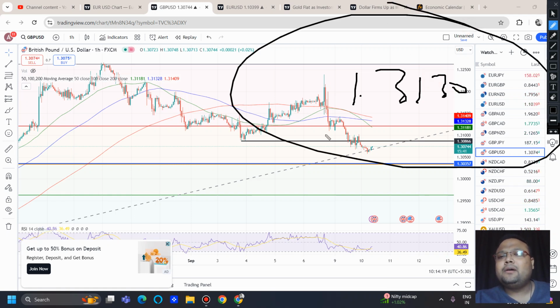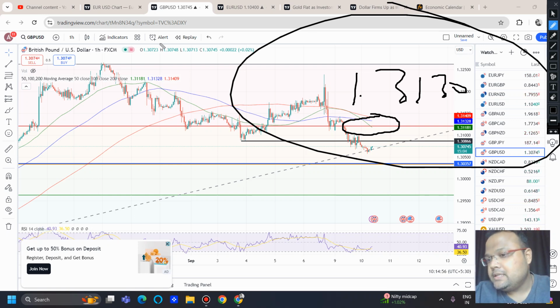1.3130. Why? Because we have multiple moving averages around this area, so obviously the moving averages will pose as a resistance. So if volume remains like this, then obviously GBP USD will face some selling pressure around this area, around 1.3130, around 1.3135. If GBP USD shows price rejection from above, we can look for a sell position.